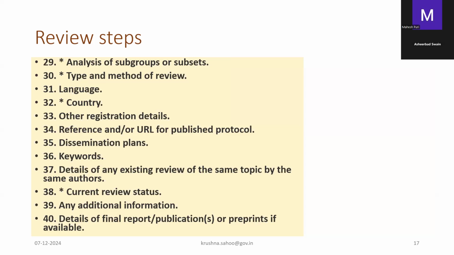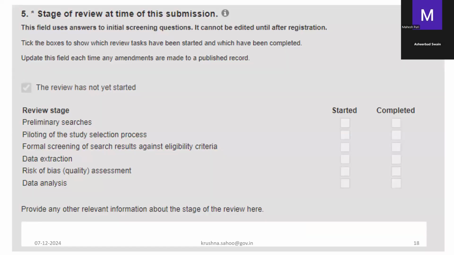Then types and methods of review. Then language, definitely English, country, you can write, if any other registered detail, reference, dissemination plan, keywords. Then current review status, already you have given, any additional information. So these are the 40 questions you have to answer. Okay, so this is question number 5.